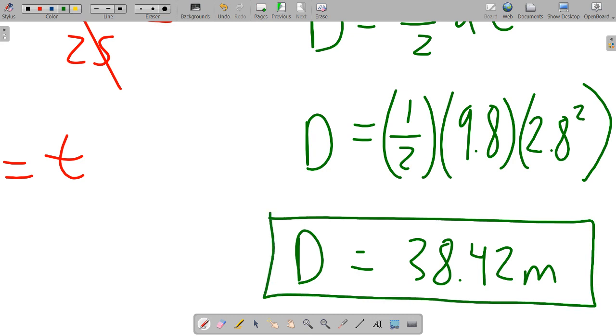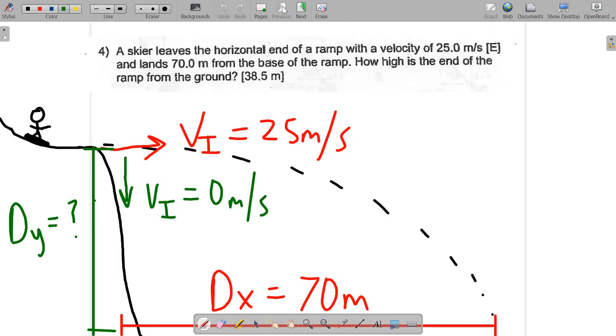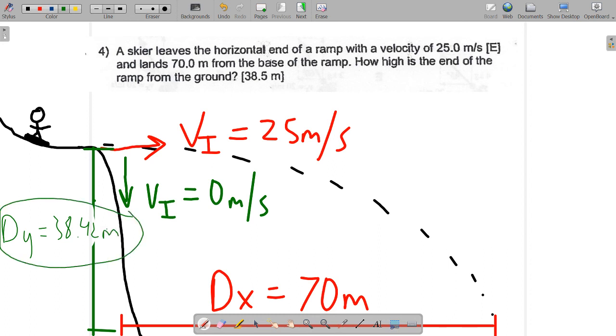So that's the height of the ramp. In other words, that's how far he traveled in the y direction. So let's go ahead and plug that in here. So the distance in the y direction here is 38.42 meters. And that is our final answer. Okay. And that is the fourth one.